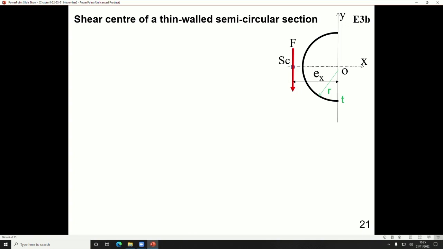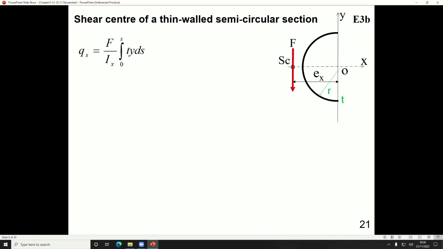Based on what I showed you on the previous slide, in order to find the shear center, we apply a shear force through the shear center, an imaginary force. It doesn't matter what the value of F is. It will be eliminated at the end, which I'm going to show you. This is an open section. Obviously, the shear center is located outside of the section. So we apply the force through the shear center, and we use this equation to find the shear flow distribution.